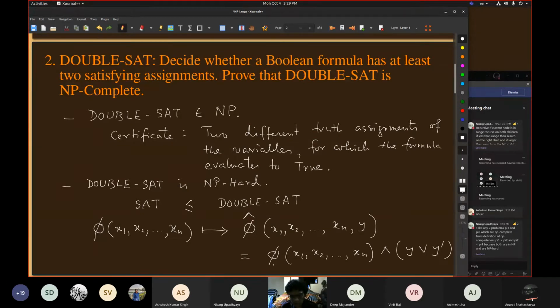And then just copy this formula followed by this thing. This is doable in polynomial time. Okay. So there are several things. This is an easy example, but it gives you a drill of several things.